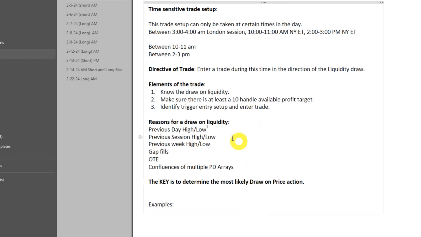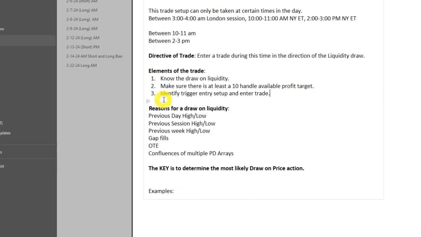Let's go over the rest of the rules and parameters of the silver bullet. The elements of the trade is to know the draw on liquidity, which way we think price is going to go and sweep first. Make sure there's at least 10 points available, profit target if you're trading, or 10 pips or a 10 handle, depending on what you're trading. Identify the trigger, entry setup, or entry trade. What's going to trigger you to take the trade? In this video, we're using order blocks and fair value gaps to enter in the trade. So we know which direction we want it to go. We know there's enough room to take the trade, and we look for the setup to trigger.